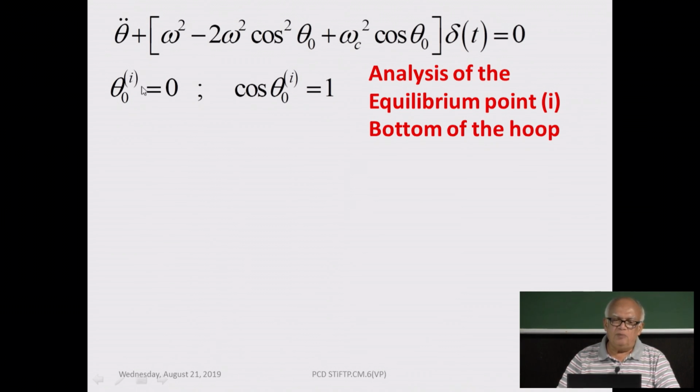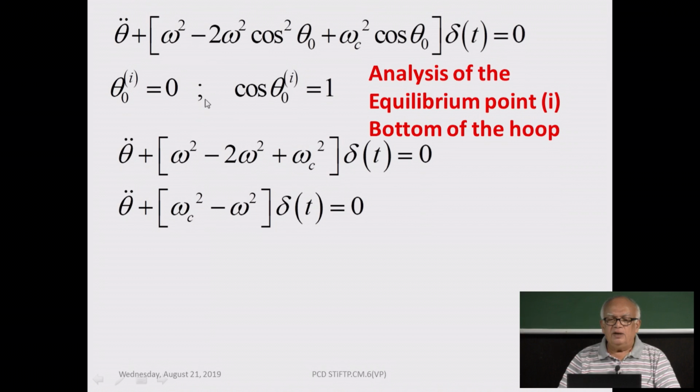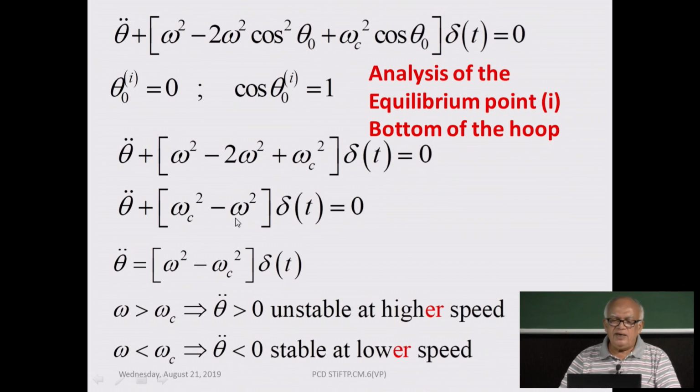At the first equilibrium point, theta 0 is equal to 0. The first equilibrium point is what I denote by the superscript 1, and over here cosine theta 0 is equal to 1. So, I put it back in this equation. This term is cosine square, this term is cos theta. So, you get omega square minus twice omega square plus omega c square over here, which simplifies to this relation.